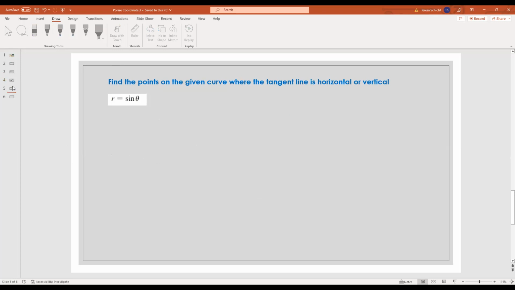Okay, so now the next one is here. Let's take a look. Find the points where the tangent line is horizontal or vertical here. Okay, so let's do the same way. Like we said, x equals r cosine theta. So r equals sine theta, so it's sine theta cosine theta, correct? Then y is equal to r sine theta, so y is equal to sine theta times sine theta, which will be sine theta squared. Okay, so find the horizontal, right?